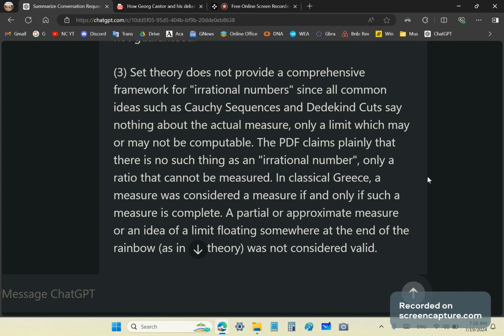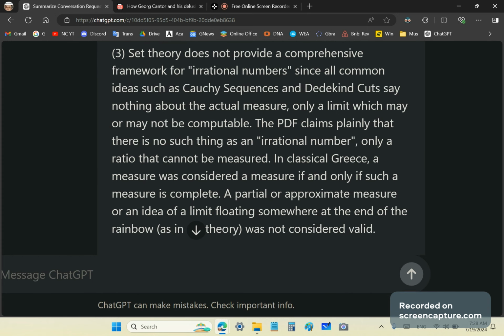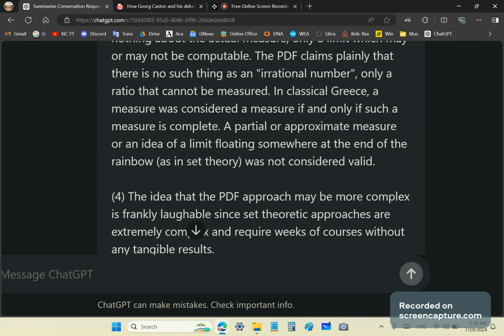In classical Greece, a measure was considered a measure if and only if such a measure is complete. So a partial approximate measure is not a measure. This idea of a limit floating somewhere at the end of the rainbow, as in set theory or mainstream mathematics, is just simply nonsense.